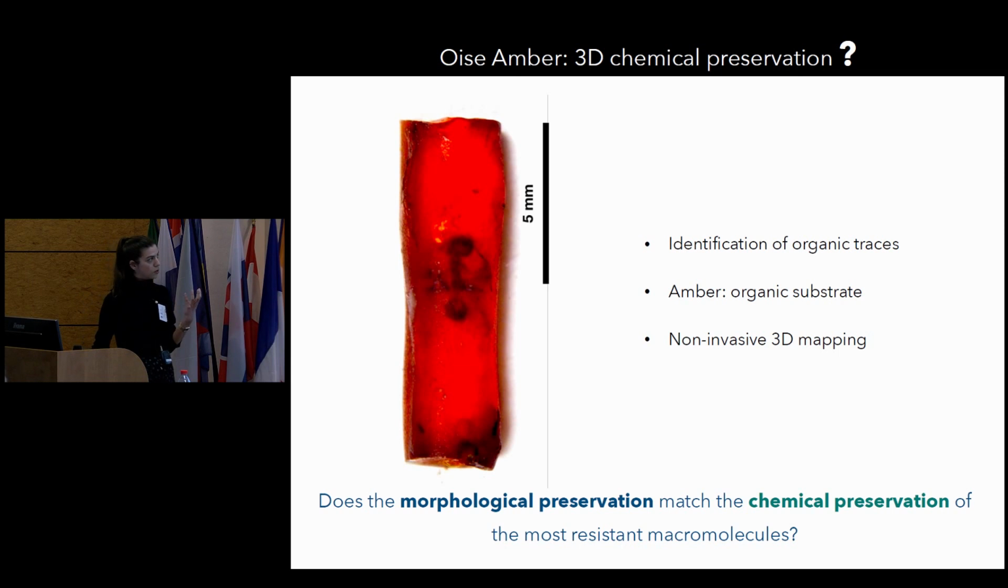So our goal was to identify organic traces of this organism, a 53 million years old fossil coming from the Natural History Museum. And the problem is that this ant is embedded in an organic substrate, so in amber. So we're looking for organic traces inside an organic substrate.